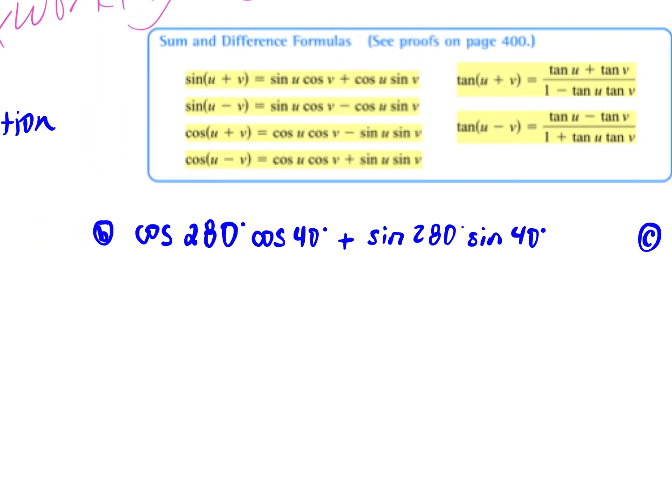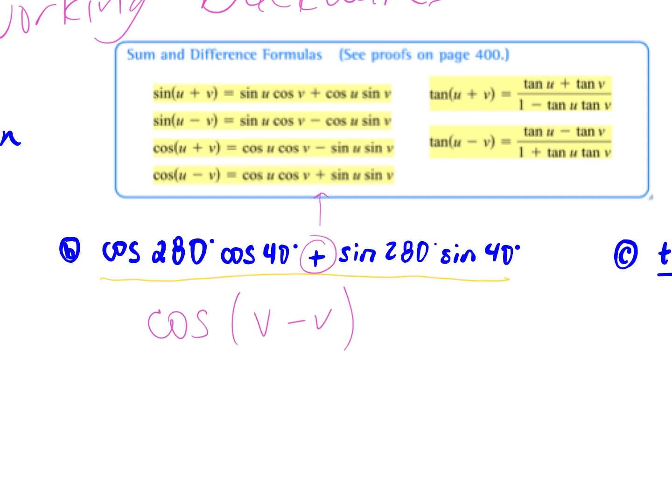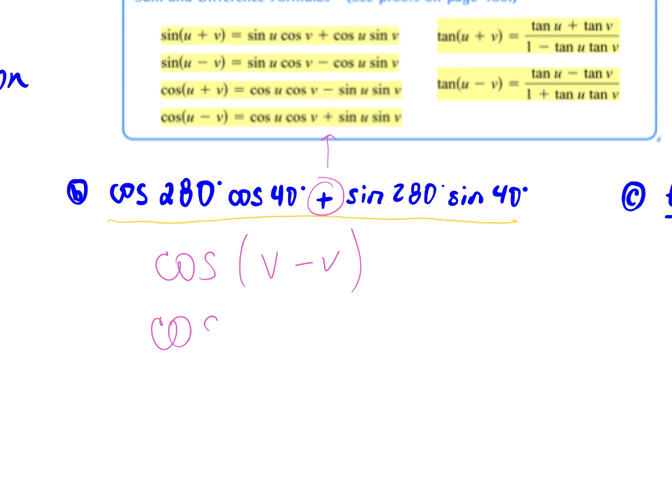Which formula, before you guys start freaking out about anything, just look. Which formula goes cosine, cosine plus sine, sine? Which one is it? Okay, tell me which one. It's cosine of what? U minus v. Yes, I know there's a plus sign there, but which formula has a plus sign? It's the cosine minus, all right? So just pay attention to that. So now we're going to rewrite this as cosine what?